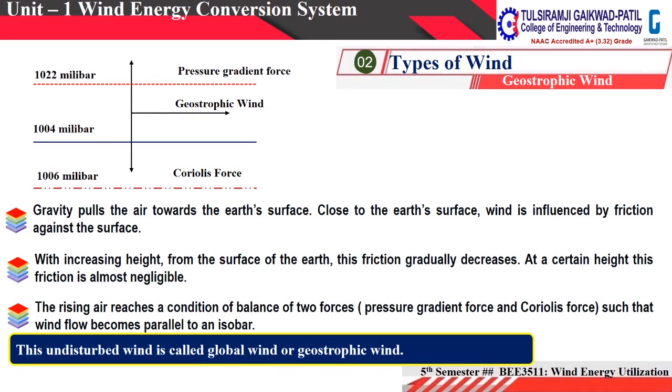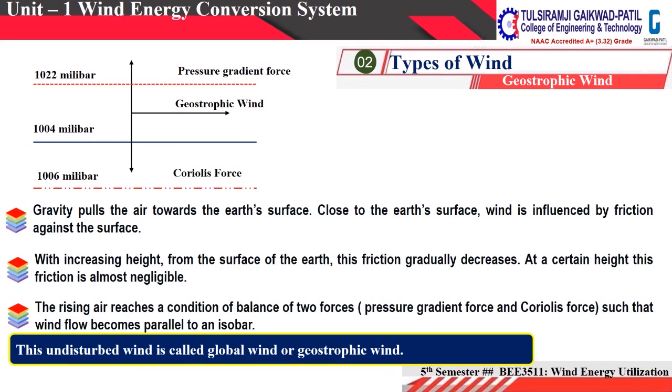Let us understand how. Gravity pulls the air towards the earth surface, and close to this earth surface the wind is influenced by the friction against the surface. This friction decreases as we move away from the surface of the earth. With the increase in height from the surface, this friction gradually decreases, and at a certain height this friction becomes almost negligible.